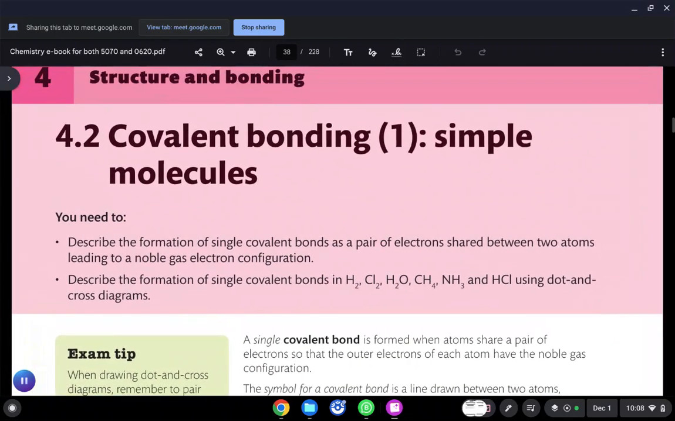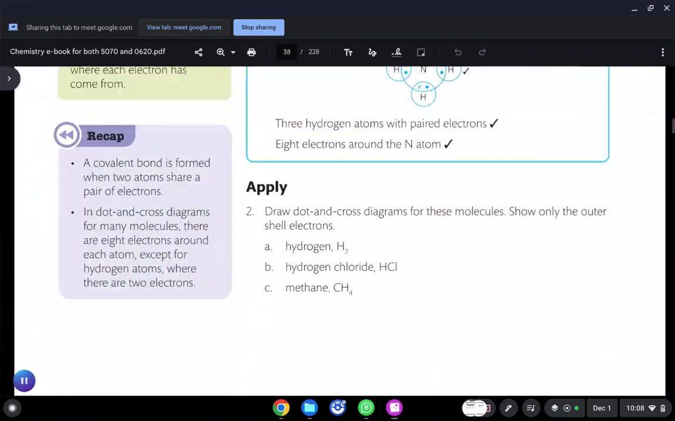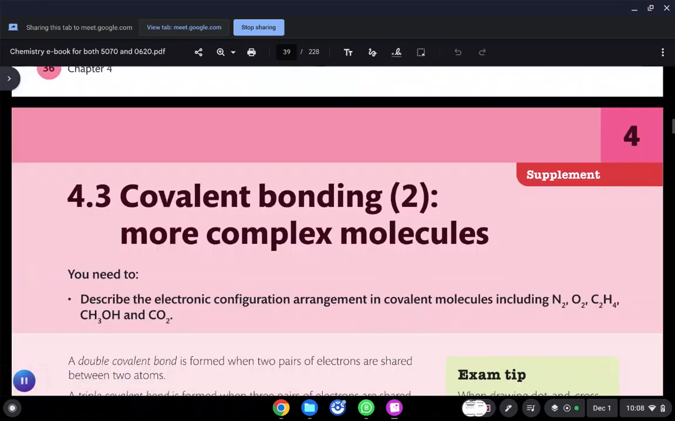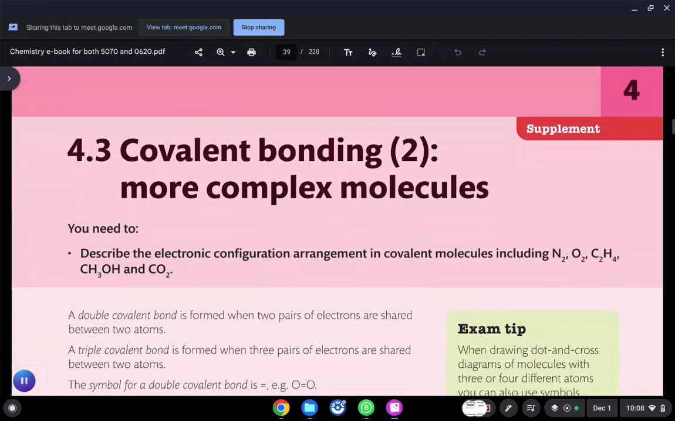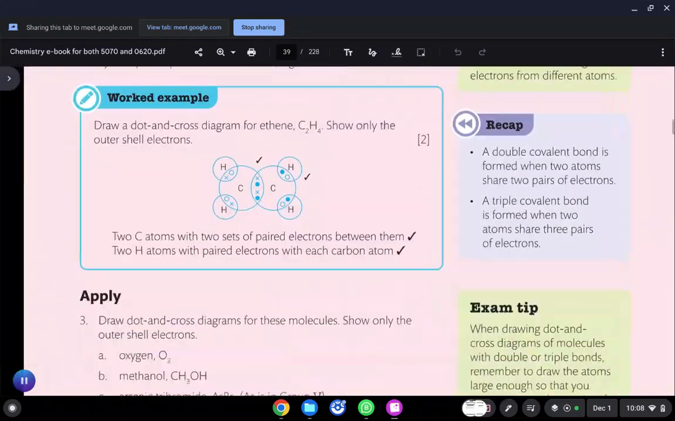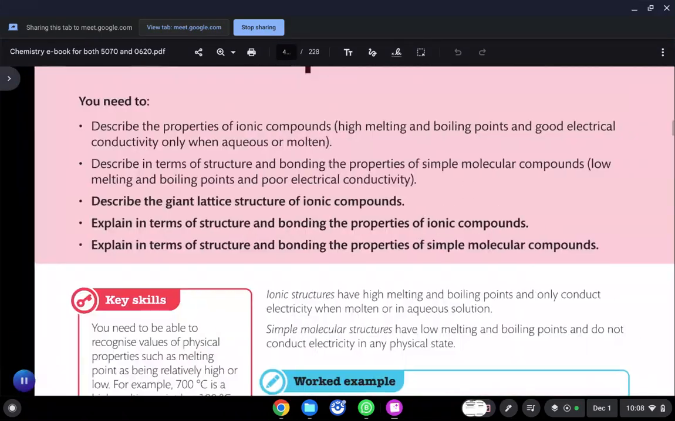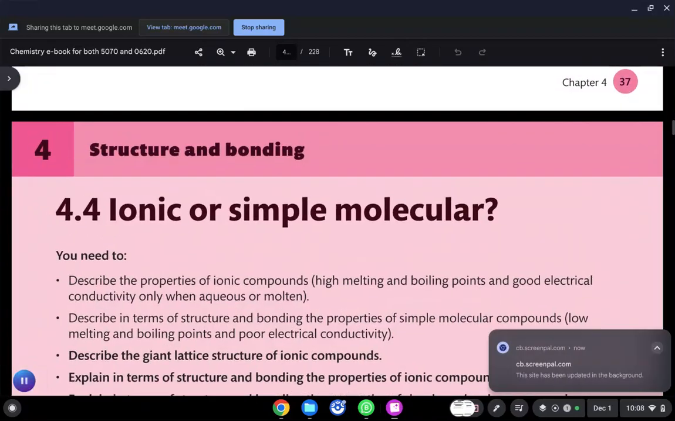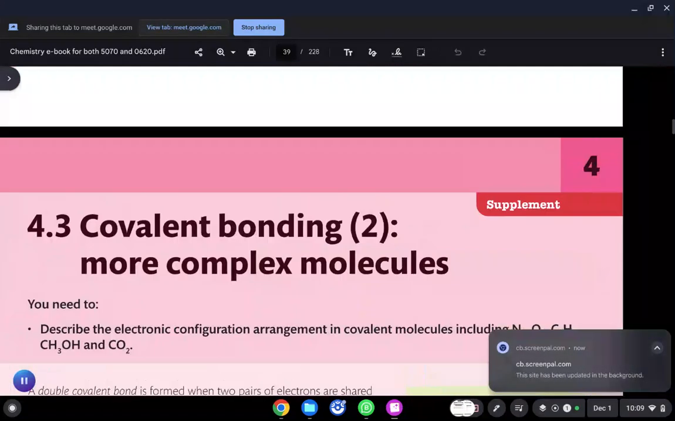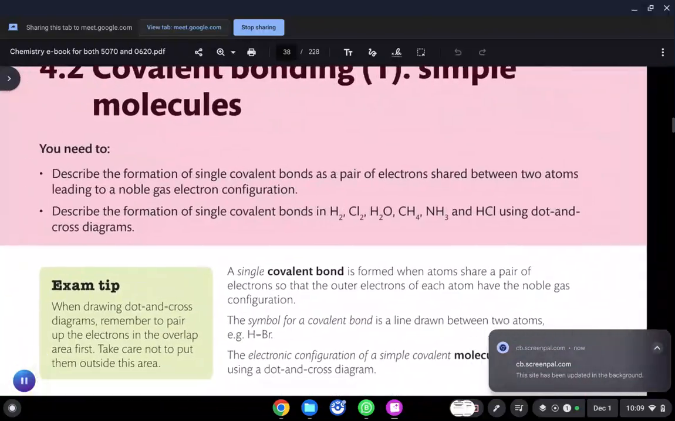simple covalent bonds. As I remember, I told you before ending the last class that there will be two parts of covalent bonding. One will be simple molecules, and another will be giant molecule structures, or you can say macromolecules. Okay, simple molecules and macromolecules. All right, so let's start.